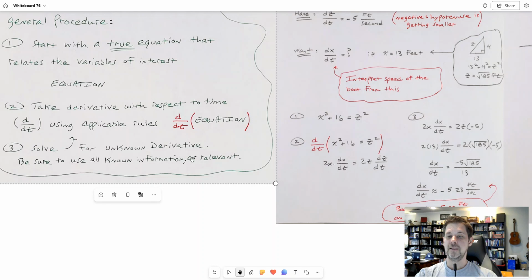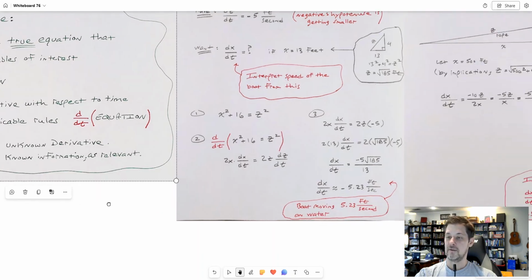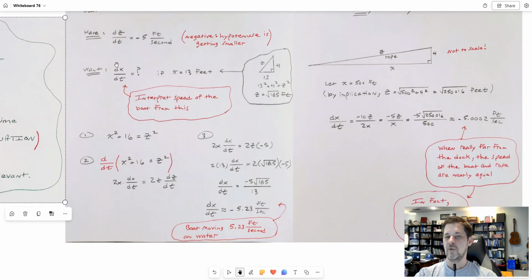The third step, I need to solve for whatever derivative I'm looking for, but I need to make sure at this stage to incorporate all the known information that I have. So think about it like this. I want to know what dx over dt is, and it shows up in my work here in the second step. But unless I can tell you all these other things, there's no way to definitively solve for it in this equation. I would have to know what x is, what z is, and what dz over dt is. I would have to know all those things in order to find dx over dt out of my work here.